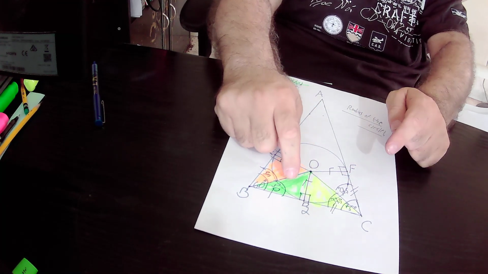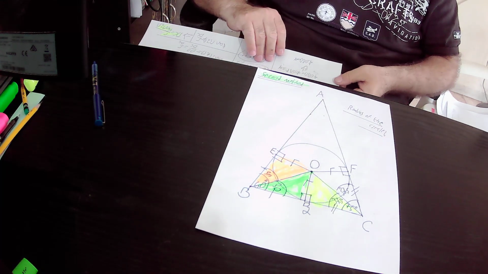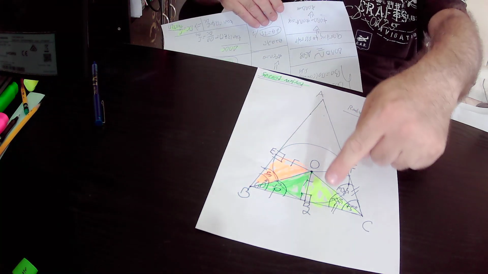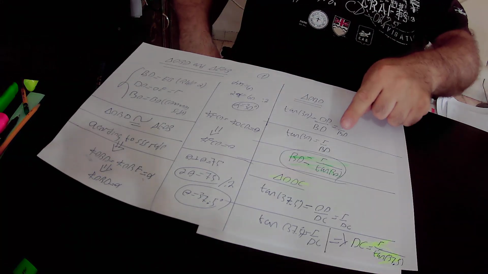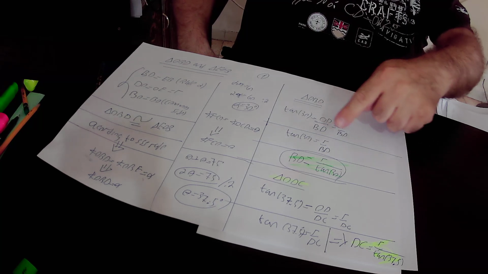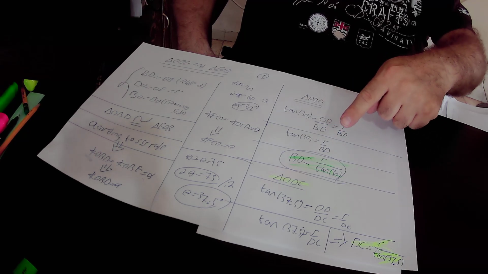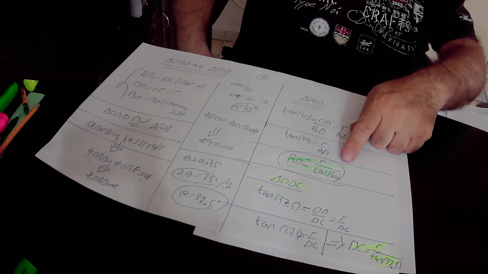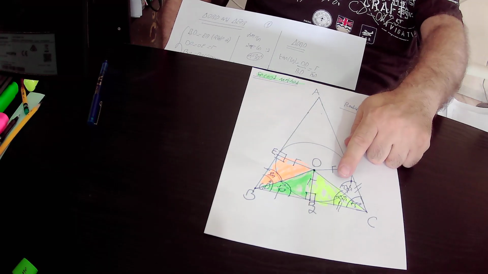Okay, then we focused on the green triangle ODB. In the green triangle OBD, tan 30 degrees equals OD over BD. OD equals R. So we found that tan 30 degrees equals R over BD. We multiplied this equation by BD and then divided by tan 30 degrees and found out that BD equals R over tan 30 degrees.